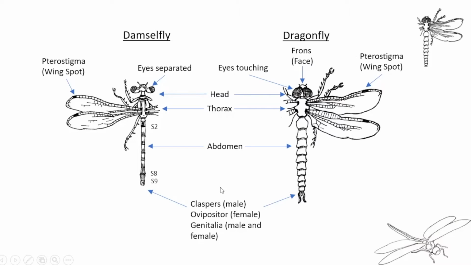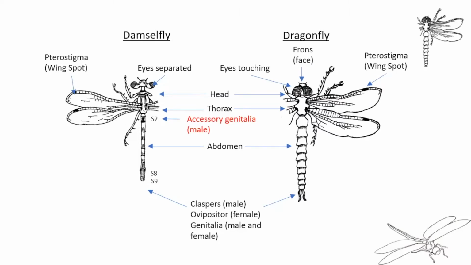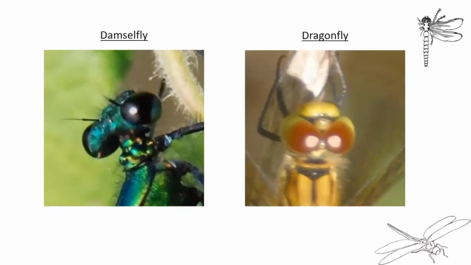Now, quite surprising to most people, the Odonata series is unique. And it's unique for one special reason. The male has an accessory genitalia underneath S2. No other animal has that. So if you go on, we'll look at each part in a bit more detail.